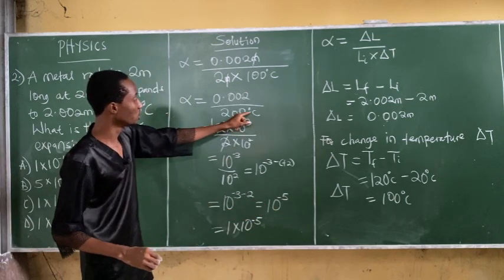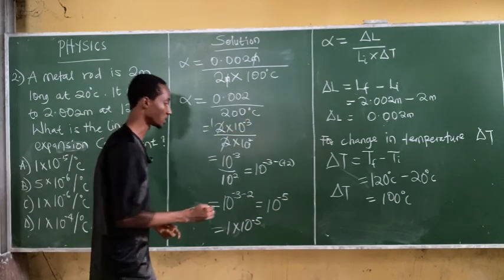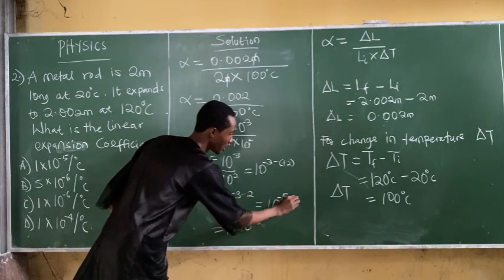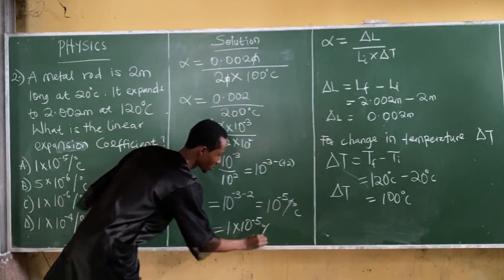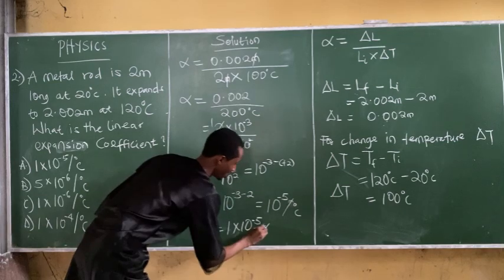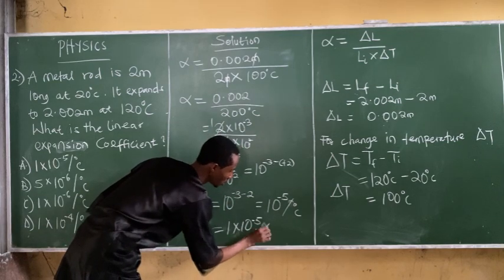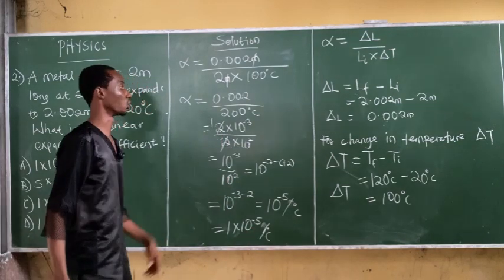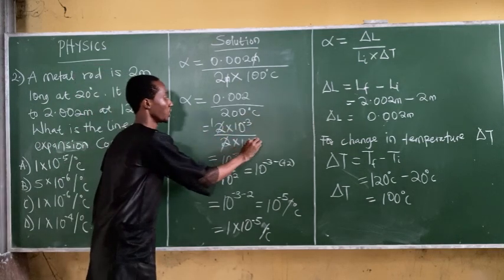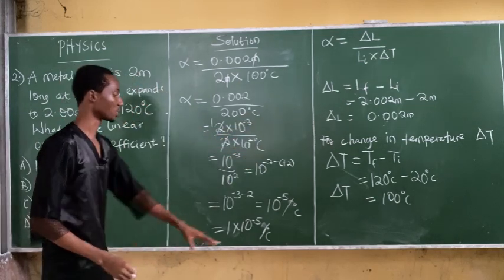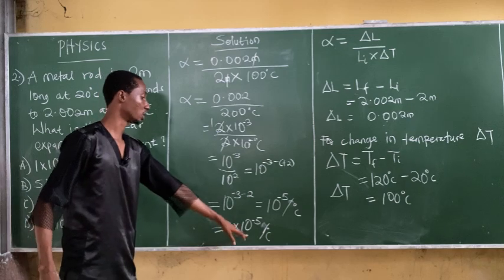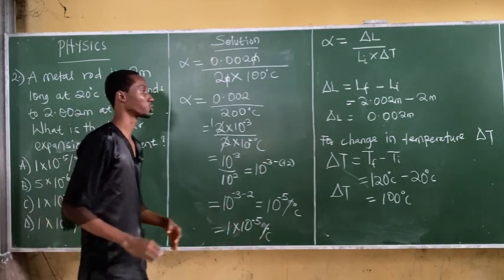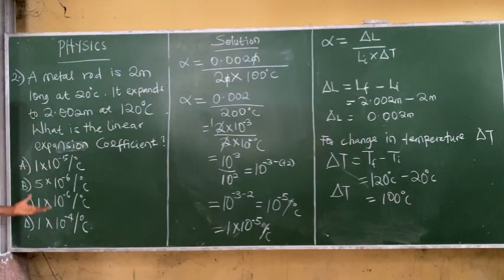Don't forget the unit here is what? Degree Celsius. So we have per degree Celsius, because the degree Celsius is in the denominator here. This is per degree Celsius. So this is our final answer: 1 times 10 raised to the power minus 5 per degree Celsius. From the options here, the correct option is Option A, 1 times 10 raised to the power minus 5 per degree Celsius.